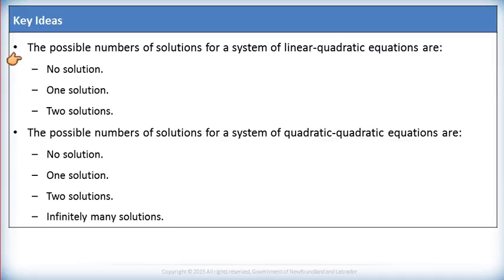So there we have it. The possible numbers of solutions for a system of linear quadratic equations are no solution, one solution, or two solutions. For a quadratic-quadratic system, it's no solution, one solution, two solutions, or infinitely many solutions.